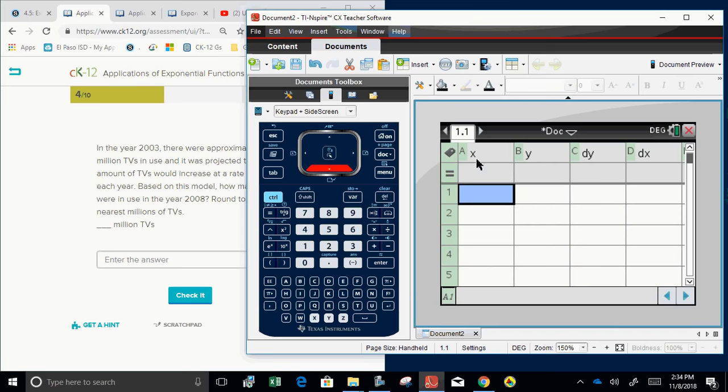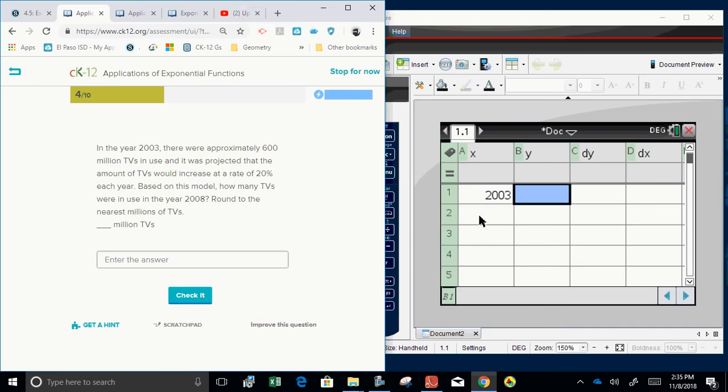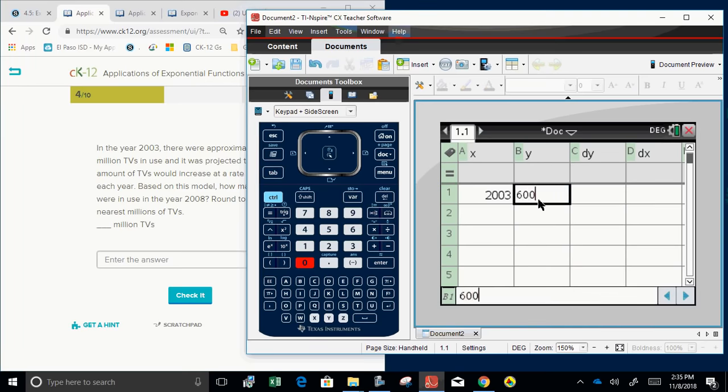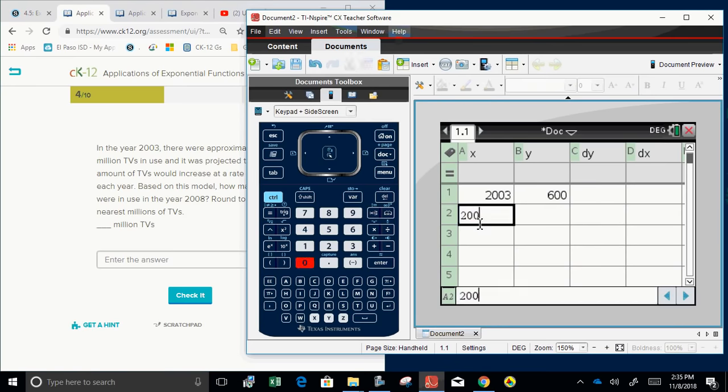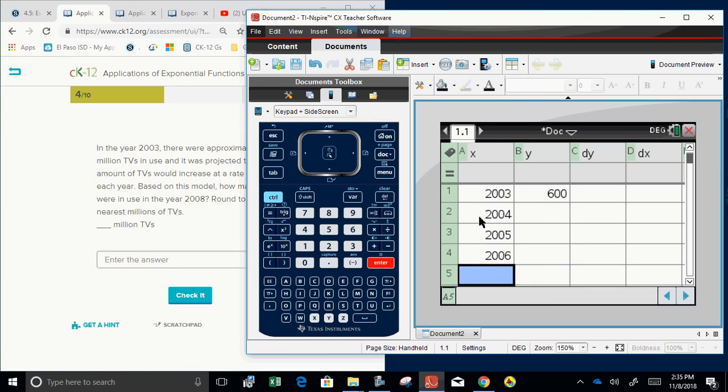In this case, in 2003, 600 million TVs were there. Now, according to this, it was projected that the amount of TVs would increase by the rate of 20% each year. Based on this model, how many TVs would there be in 2008, in millions of TVs? So let's write 2004, 2005, 2006, 2007, 2008.